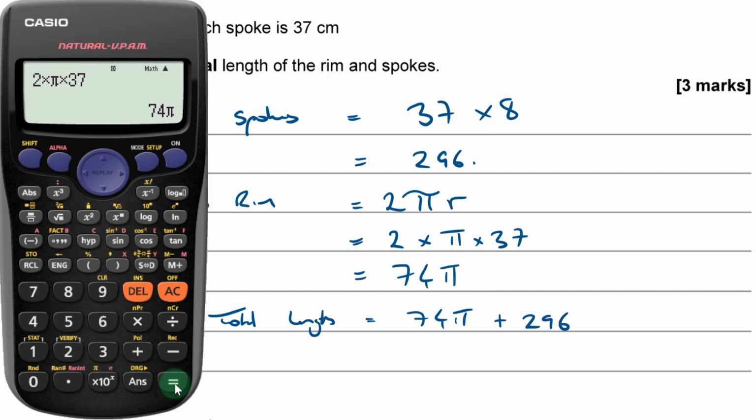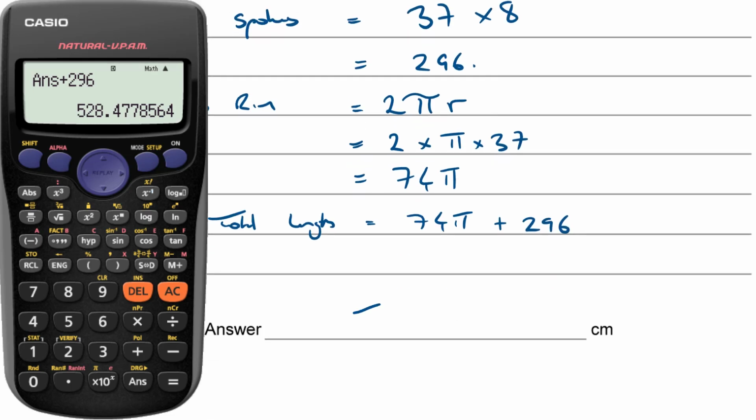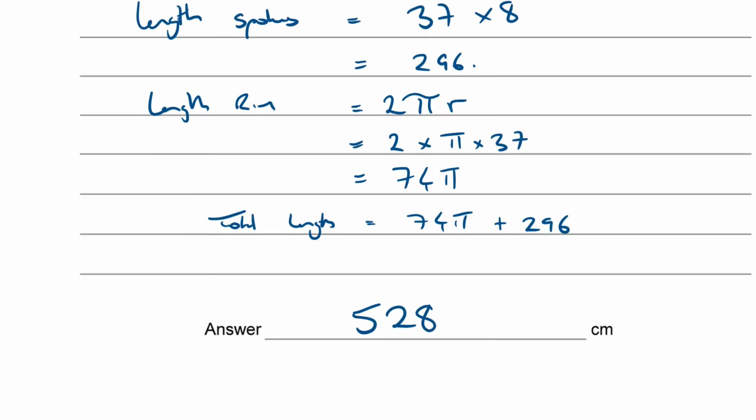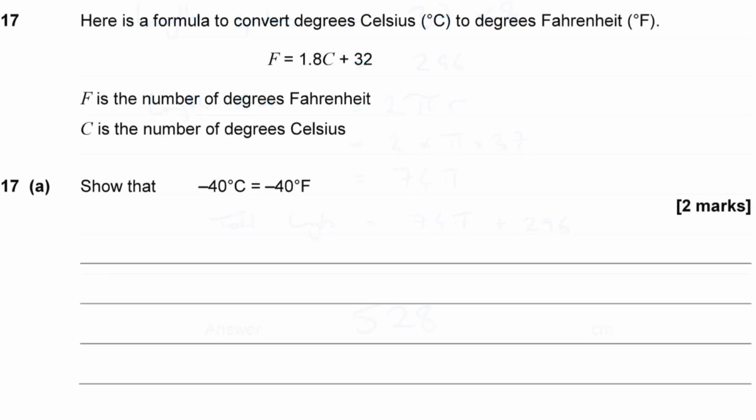So bringing back up my calculator and adding on 296 to my answer gives me 528.47 and a bit. I'm going to round that off. Just going to write down 528. Normally you give answers to 3 significant figures, so it's perfectly acceptable to just throw away that decimal part and write down the first 3 digits. So I'm going to write down it is 528 centimeters.